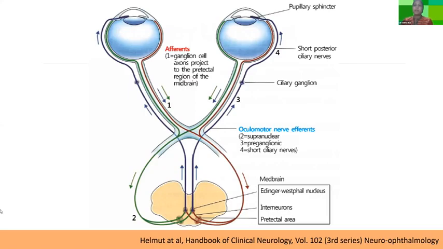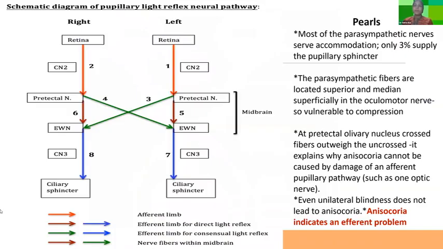reflex. The pathway is shown simplified in the given figure. Most of the parasympathetic fibers for the pupil actually serve accommodation, and only 3% of the fibers serve the pupillary sphincter. The parasympathetic fibers are located superiorly and superficially in the oculomotor nerve, and so they are vulnerable to compression.